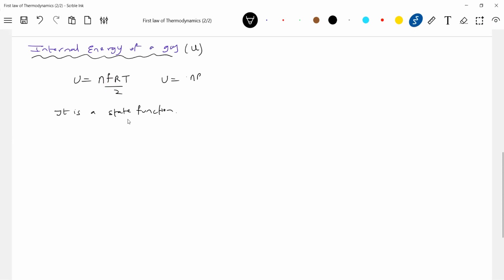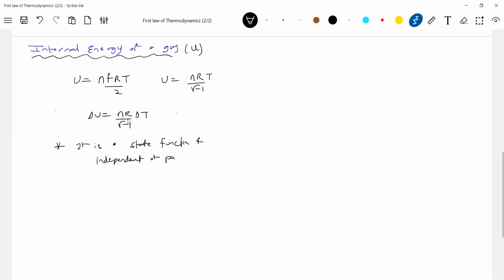The other formula will be U equal to nR by gamma minus 1 times T. Okay, let it be. So delta U will be nR by gamma minus 1 times delta T. So first important point, it is a state function and independent of path. I'll explain later on in the end. I'll take an example. What do you mean by this one? It depends upon the initial and final temperature. Suppose there's a PV diagram. Okay, the gas has undergone a process.